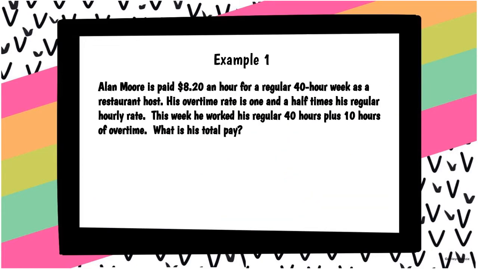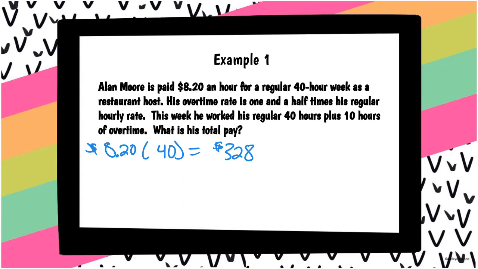All right, for example 1, Alan Moore is paid $8.20 an hour for a regular 40-hour week as a restaurant host. His overtime rate is 1.5 times his regular hourly rate. This week he worked his regular 40 hours plus 10 hours of overtime. What is his total pay? First we have to figure out the straight time pay. We take $8.20 times the 40 hours that he worked, which gives us $328.